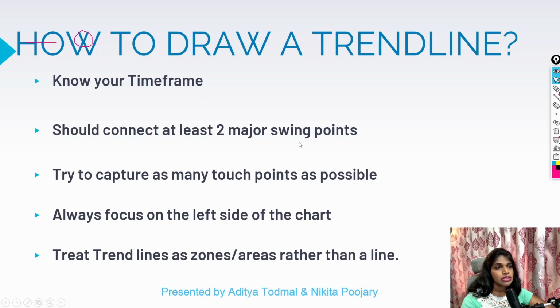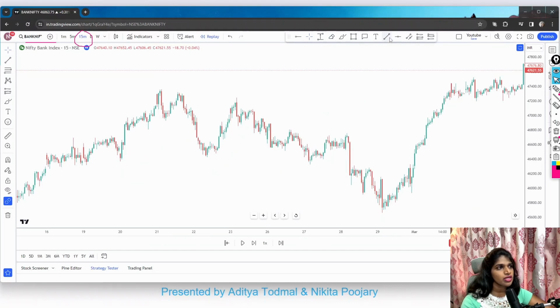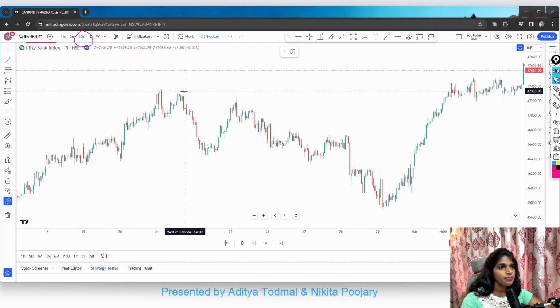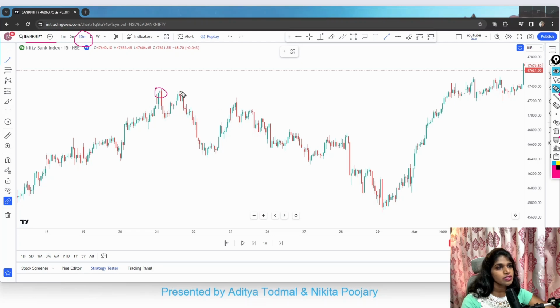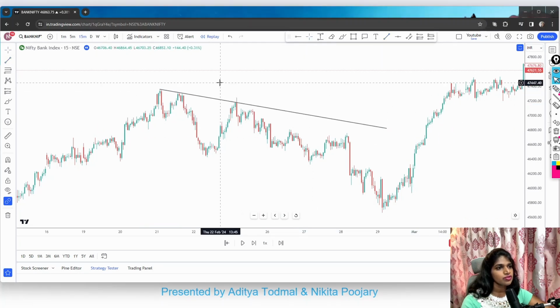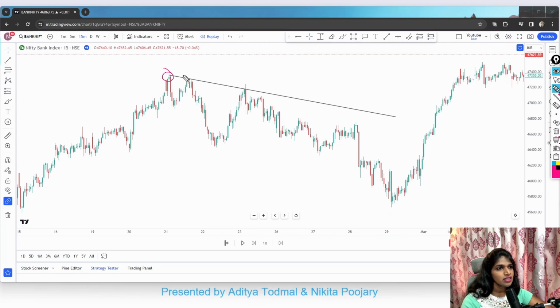The second point is that you should connect at least 2 major swing points. Can you see this trend line? You can go and pick it from here. Under these lines, the first one itself is the trend line. Pick this up. What I can clearly see is this is a swing high, this one is a swing high, this one is a swing high. I'll pick this trend line and mark this level. I can clearly see the market is taking resistance from this particular trend line.